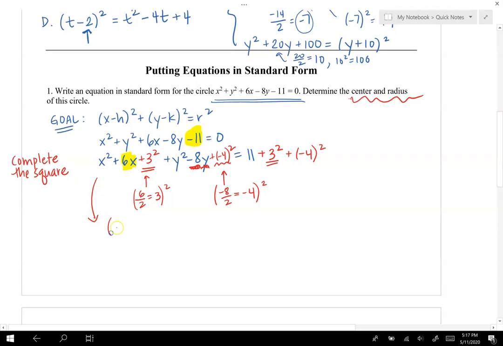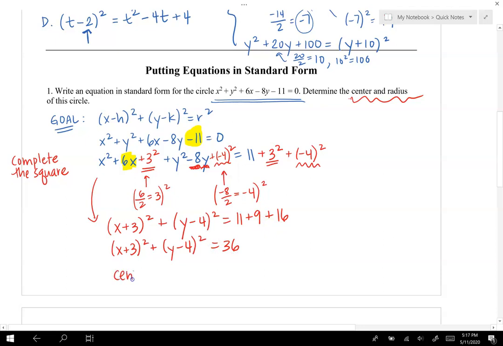This is really an x plus half of 6. So (x plus 3) squared plus (y plus half of negative 8, so y minus 4) squared equals, and then I have to add all this together. 11 plus 9 plus 16 from what I got before. And if you notice, my equation is starting to look more like a circle equation. My left-hand side looks good. And then 20 plus 16 is 36.